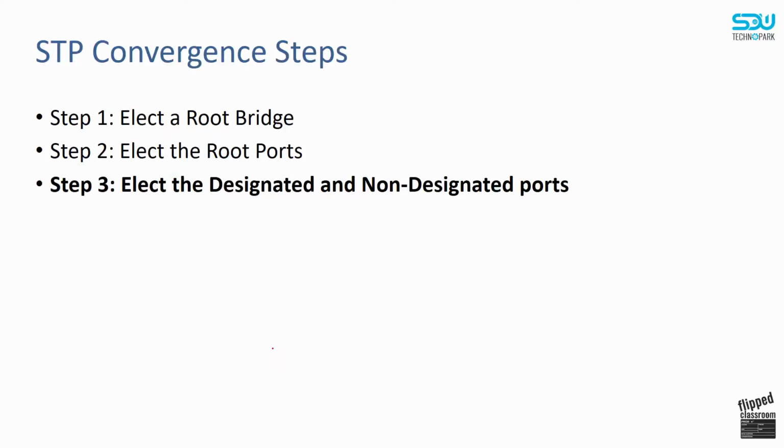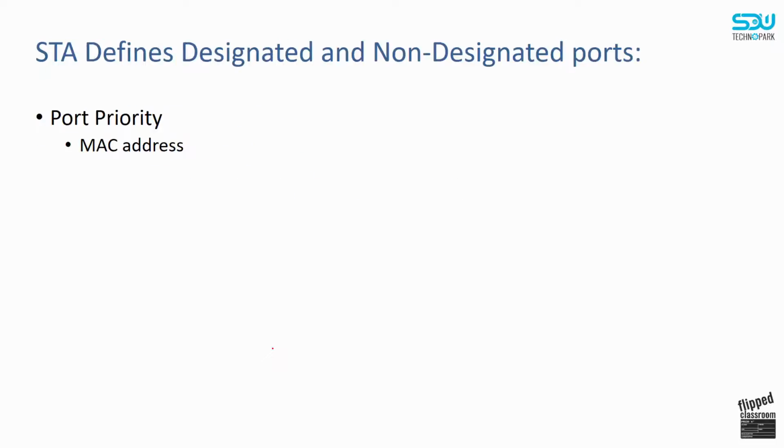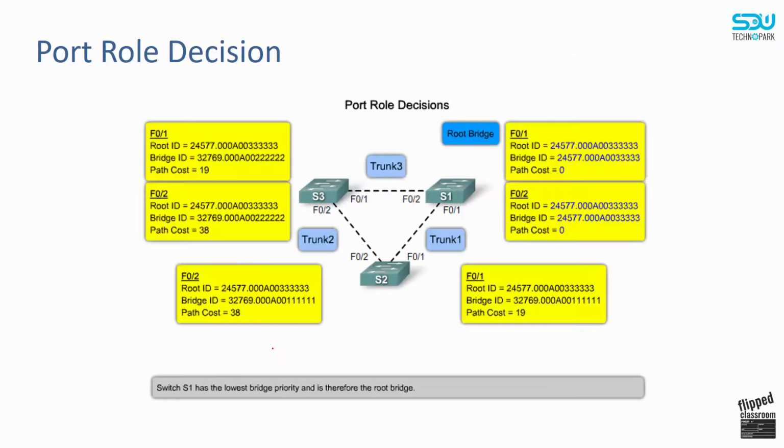Well, another step is that STP, or STA, the spanning tree algorithm, is electing designated or non-designated ports. A designated port is the port which is working and which is not blocked, and a non-designated port is actually the port which is in blocking state. How to define the port role? This is defined by the port priority value or by MAC address value.